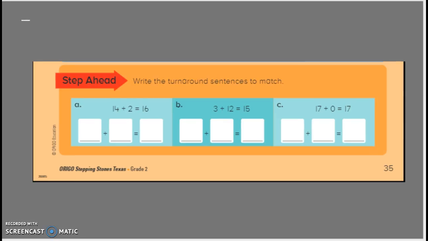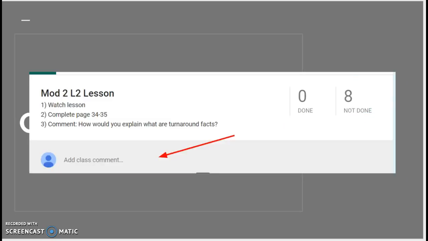After you've completed step ahead, close out the video and you will go back to our Google Classroom. Under Module 2, Lesson 2 lesson, make sure you have completed these steps. You have watched the lesson. You have completed your work on pages 34 and 35.